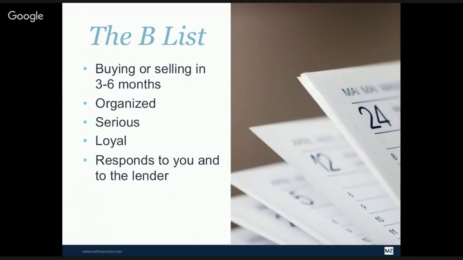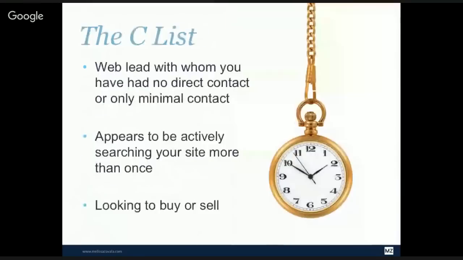And then I've got what the C list is. The C list is the one that I was just talking about that I did that drip campaign for, and I'm going to share that in a few minutes. So the C list is a web lead with whom you have had like no direct contact, or only maybe once or twice. They talked to you once and then they began to ignore you. They appear to be searching your site still. However, they're not engaging with you, and they are looking to buy or sell.